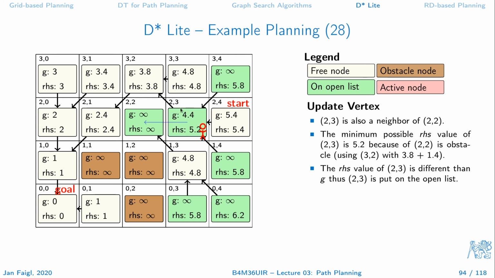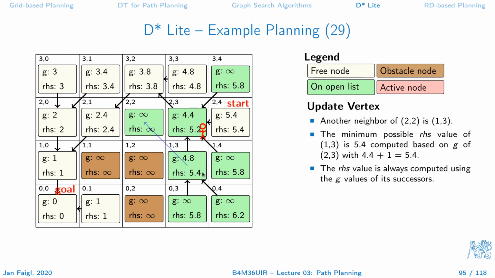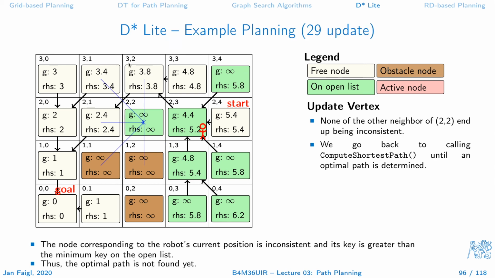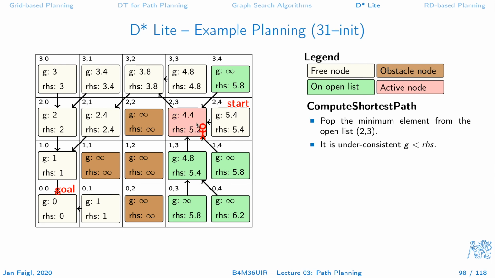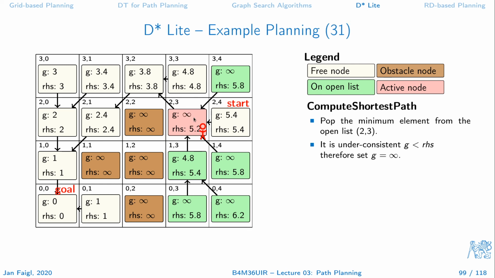We change, so we update the one step look ahead of the G value and perform the others. This is the same, so we update the one step look ahead, which is the G value plus 1. It's 5.4. Nothing happened here. So now we have this node as the cheapest node from the open list. It's under consistent, so we set it to infinity.